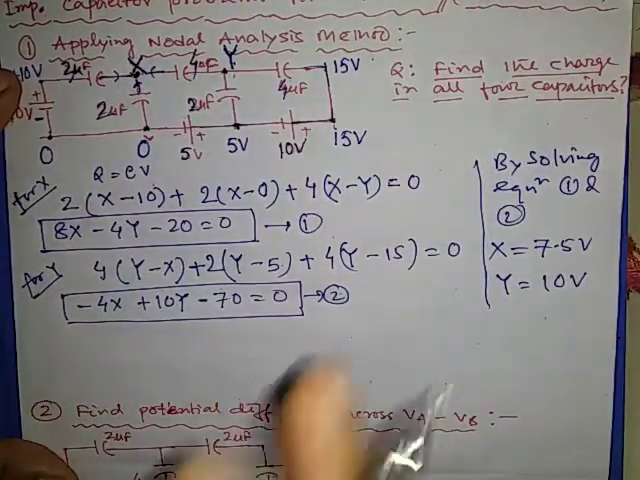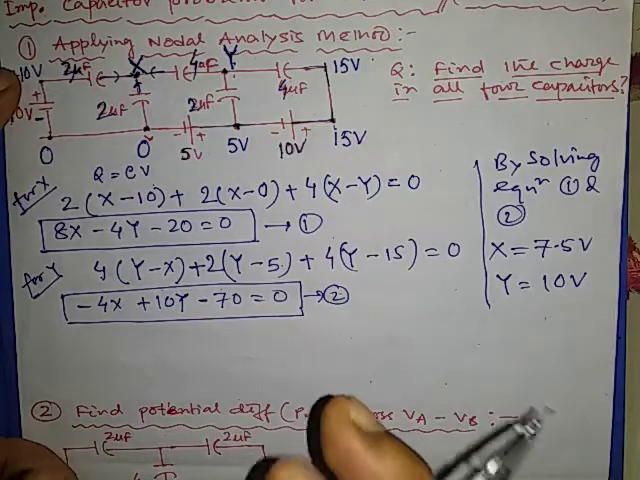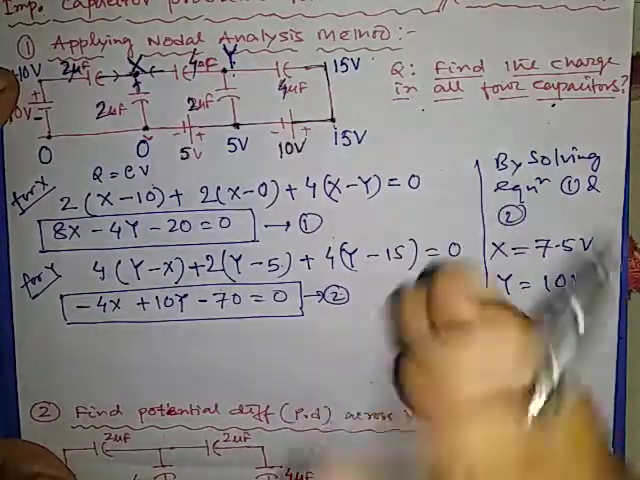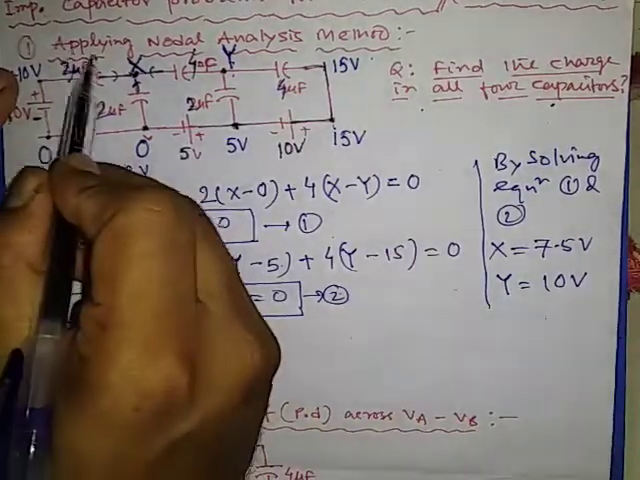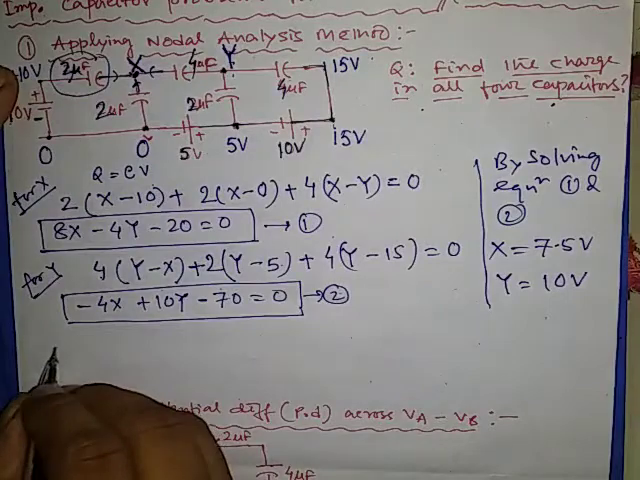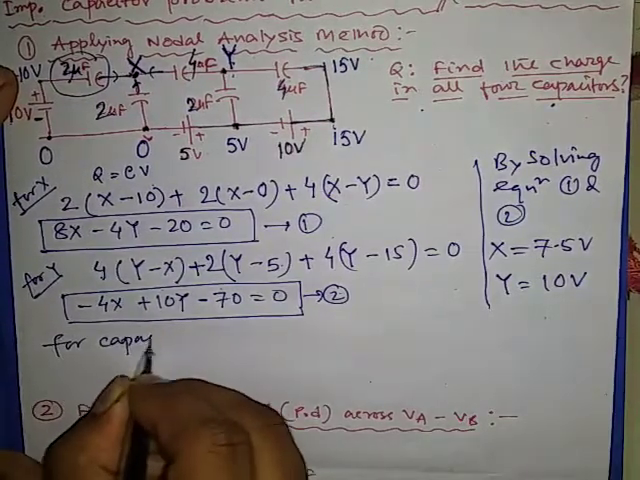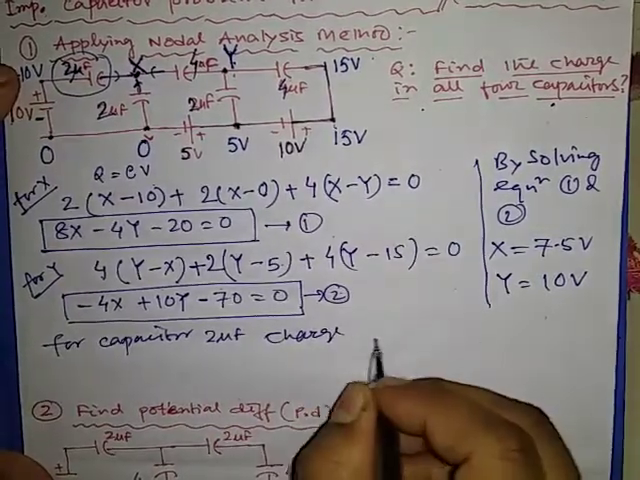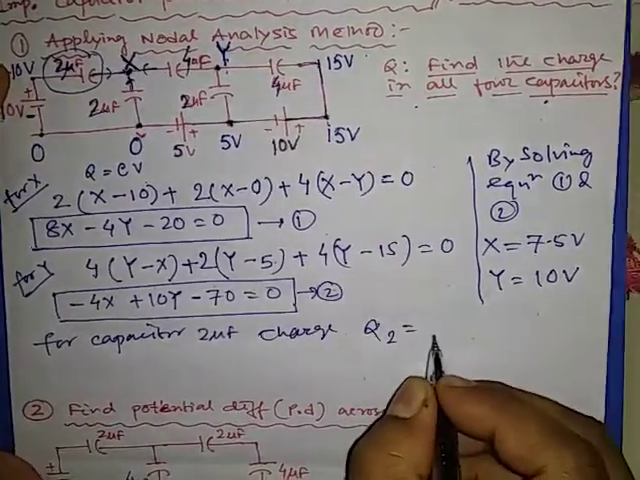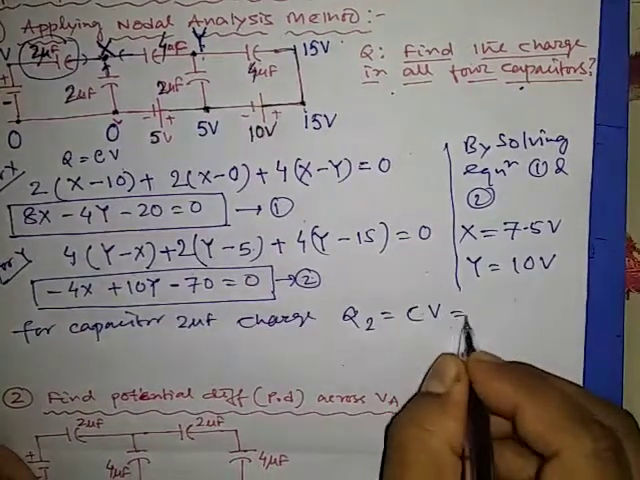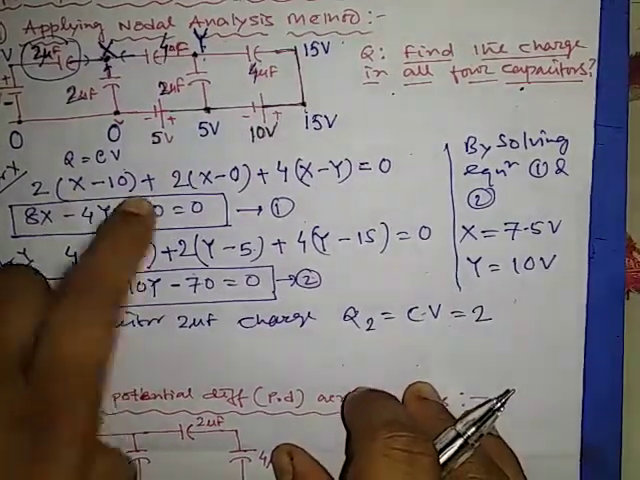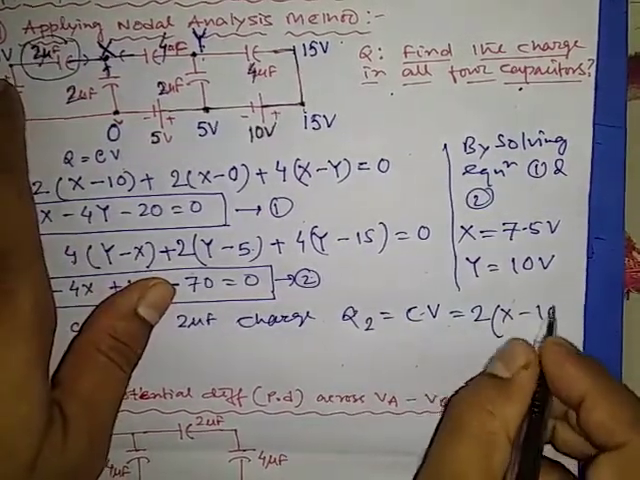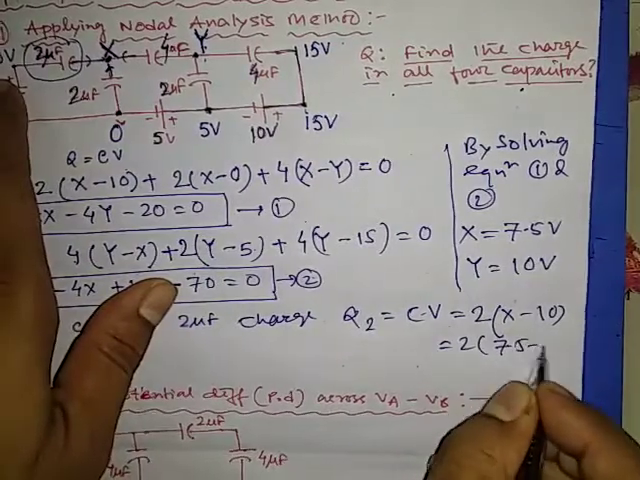Now what do you want? You want to find the charge in all four capacitors. So for the 2 microfarad capacitor, how much will the charge be? The formula of charge: Q equal to CV. So C here is 2 and V is x minus 10. Put the value: 2 into (7.5 minus 10).